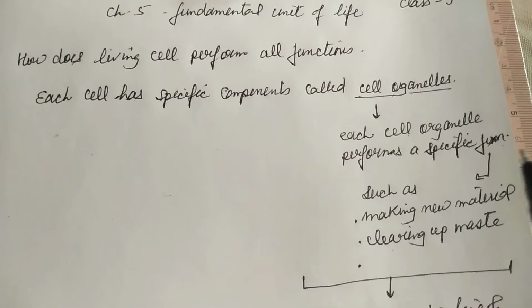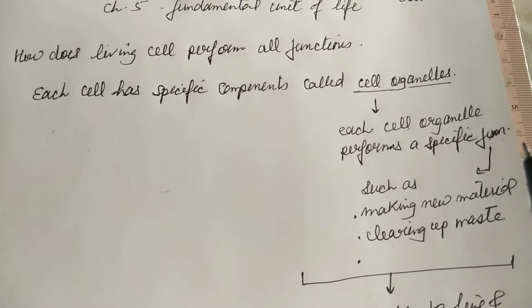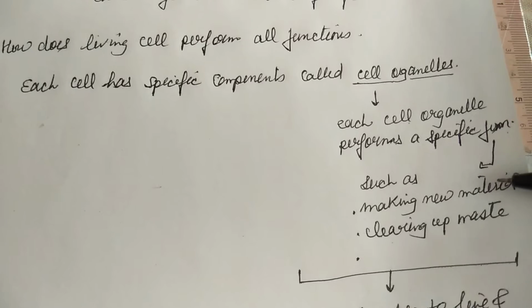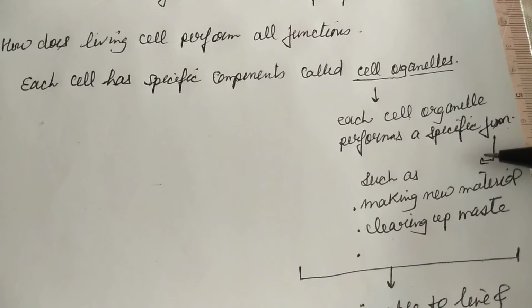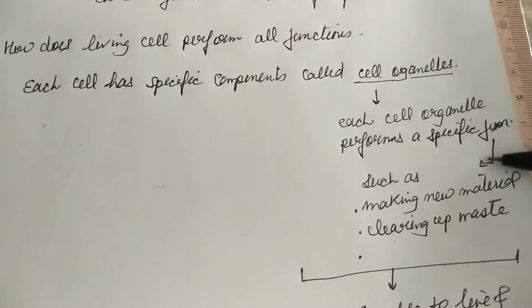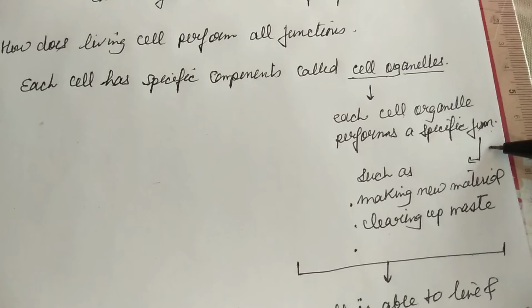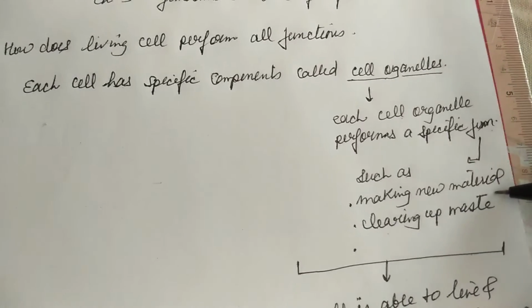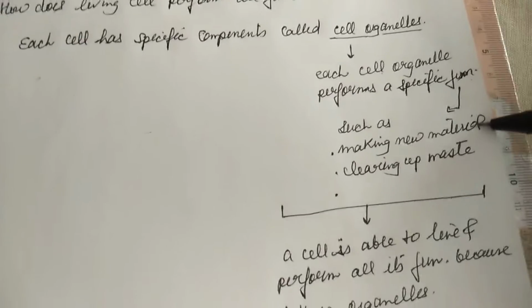Okay. If we take a single organelle, then we are not able to perform all life processes. So there are a number of organelles present in the cell for each and every function: for making materials, for removal of waste, for making new materials.